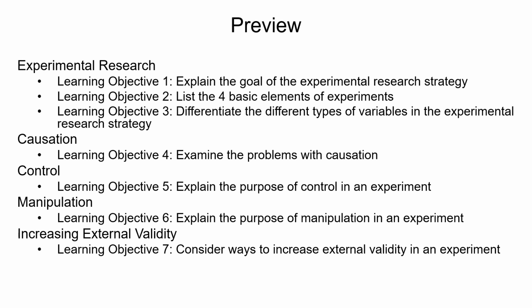So as you can see, a lot of this is just a continuation of the last lecture, but now looking at it specifically with the experimental research strategy. So getting right into that first learning objective, explain the goal of the experimental research strategy. So when we're looking at this, well, first off, what is the goal of it? And this should be pretty self-evident from what we talked about in the previous lecture when we had the 3 different kinds of studies. We had correlational studies, we had descriptive studies, and we had experimental studies.